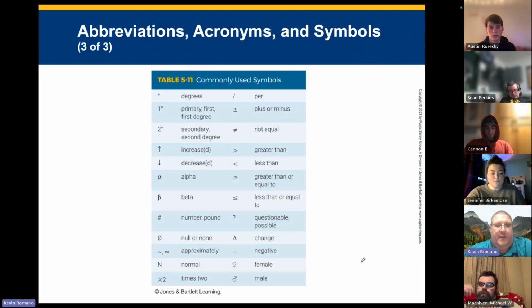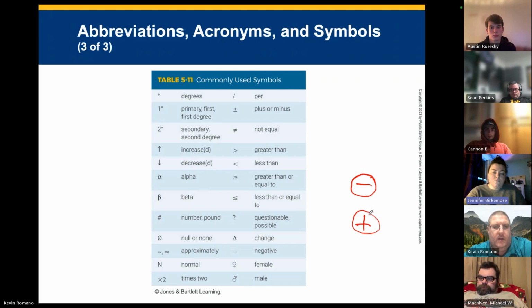All right. Here's a list of commonly used symbols as well. When you're documenting, you don't really have the male and female symbol, so I write out male and female. If I'm doing negative in my run reports, I don't just put a line, I do a line with a circle around it. That's negative. That's positive. Increase, decrease, alpha, beta.